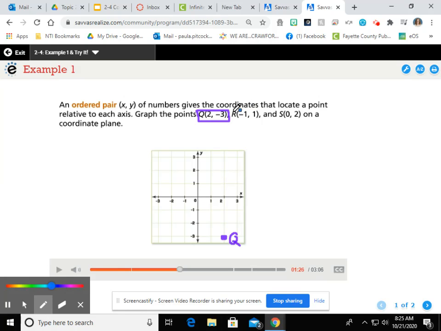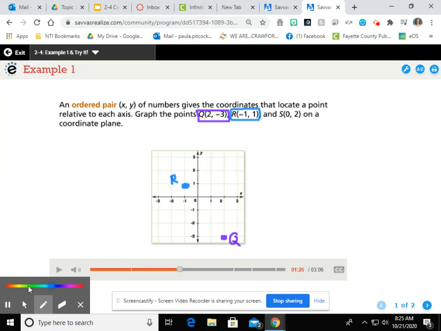The next ordered pair is R. Shuffle on the carpet, so I have to shuffle to the side. I shuffled -1. Climb the stairs, it's positive. I go up 1. And I'm going to label this with an R.